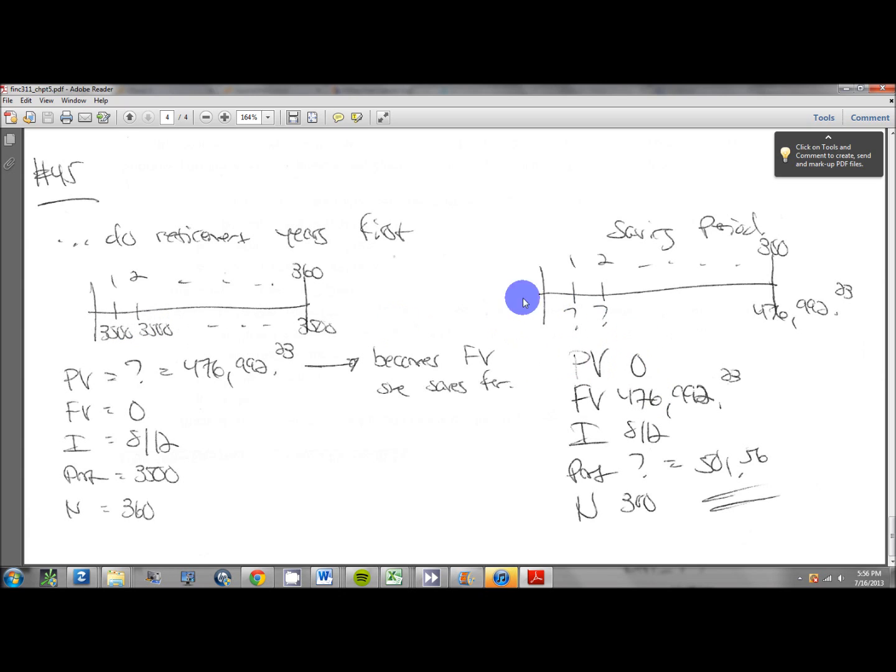So now we transition into the saving period. That's her future value. She's going to save for 25 years or 300 months, with the same investment return, solving for payment, and you get $501.56. So that is how much she has to begin saving now to accomplish this goal. So this is how you solve number 45, Chapter 5.